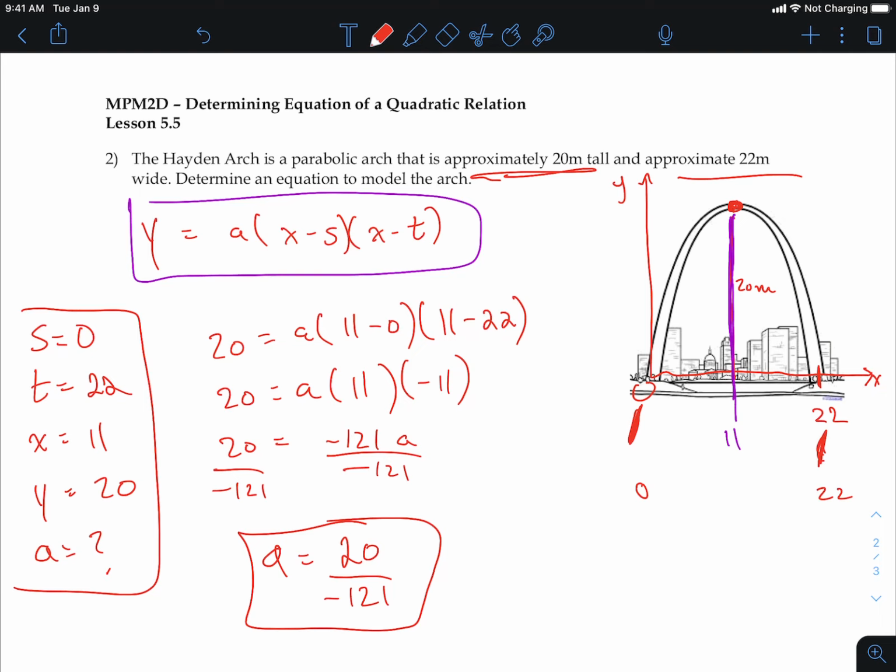That seems scary. Is anything in the real world ever nice, perfectly nice numbers? No. This represents something real in the real world, so it makes sense that it's not something nice. Does it make sense that it's negative? What direction is this arch opening? Down. So it makes sense that the A value is negative, right? It's opening down.